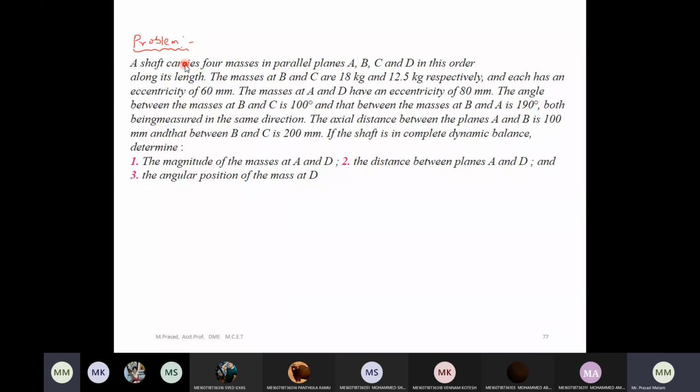A shaft carries four masses in parallel planes A, B, C, and D in this order along its length. The masses at B and C are 18 kg and 12.5 kg respectively, and each has an eccentricity of 60 mm.